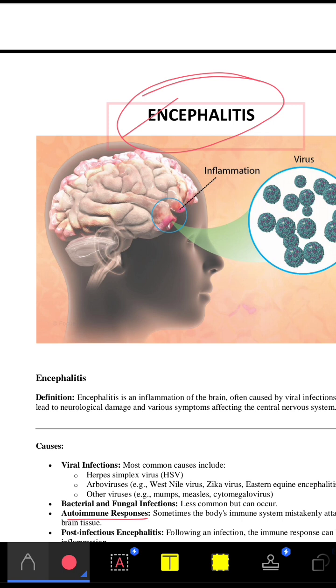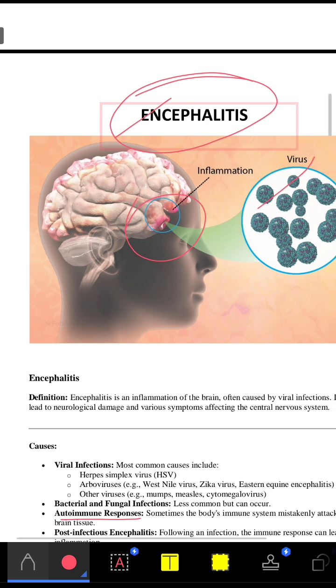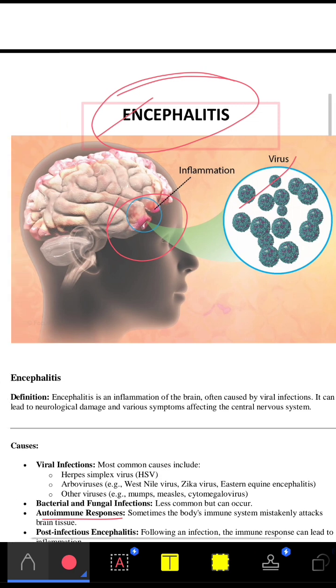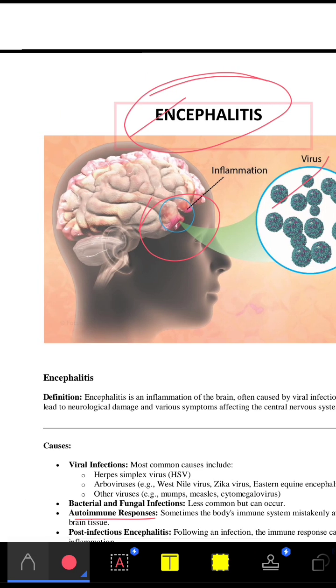Usually it is caused by viral or bacterial infections. I told you that it is the inflammation of the brain caused by viral infections. And also it can lead to neurological damage and various symptoms affecting the central nervous system also.